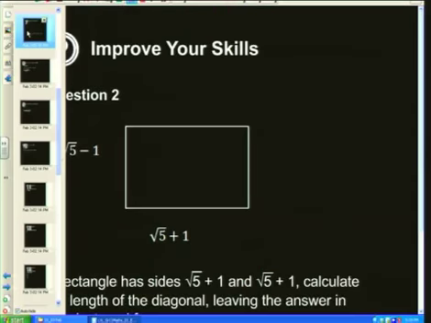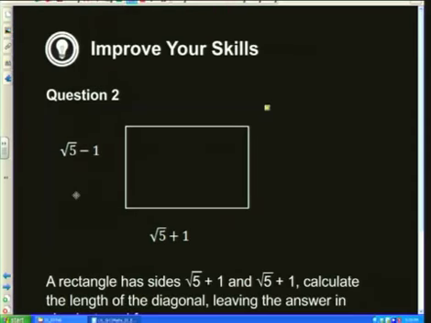Okay, let's work with some surds. We haven't done any surds yet. We've been given a rectangle. So this length here is equal to that length. And that length is root 5 plus 1. And we've been given that length and that length. They're the same. And since it's a rectangle, that's root 5 minus 1.